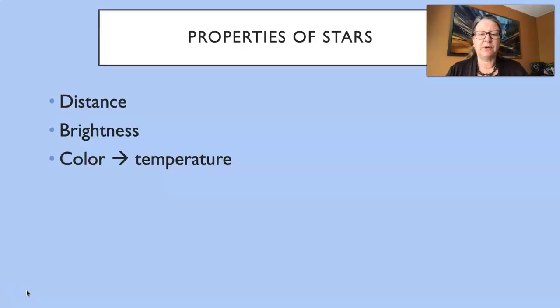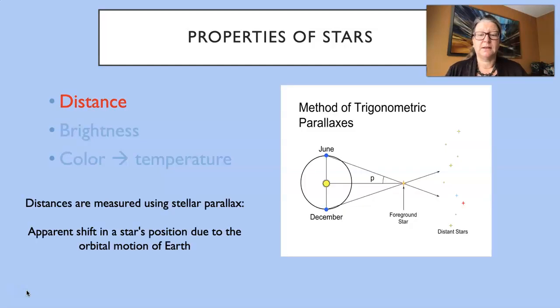So we're going to talk about three things: distance, brightness, and color. These are things that we can measure for stars. Let's start with distance. Distance is measured by the method of parallax.